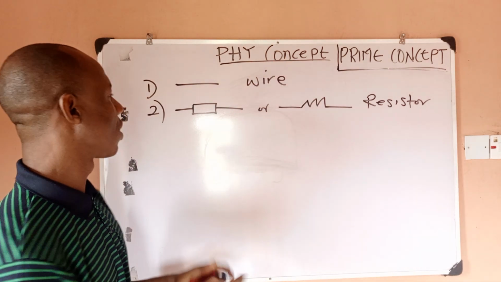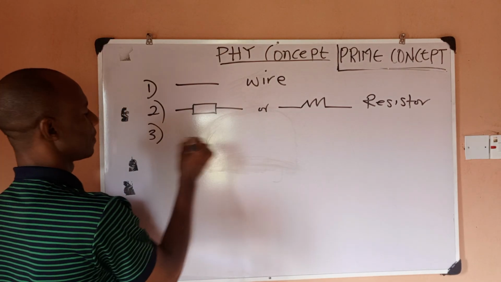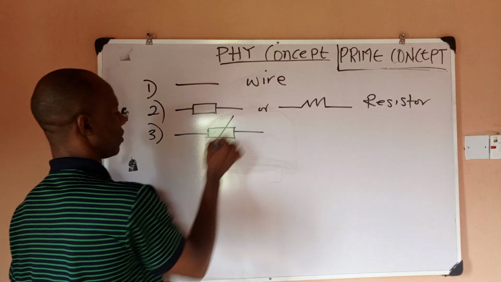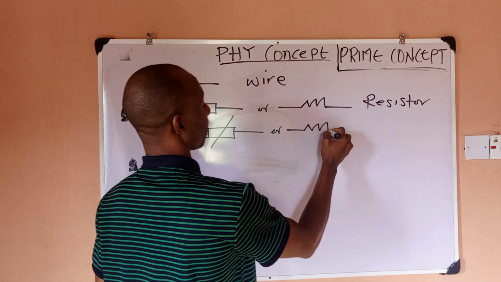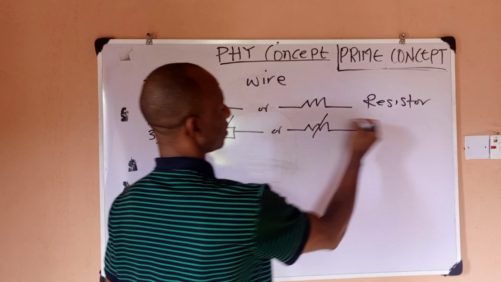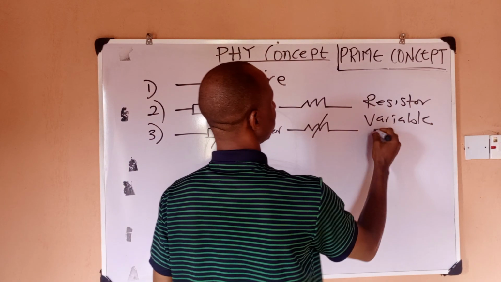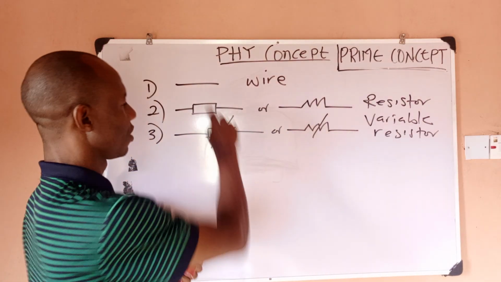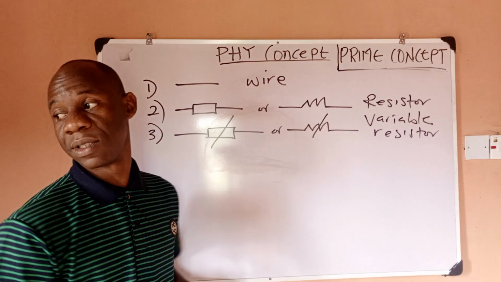So we still have what we call a variable resistor. Maybe I should include that. Number three: when you have something like this and you have a slash here, or say you have this, this becomes a variable resistor. But this is not the one we'll be meeting more in our basic circuit analysis for now.